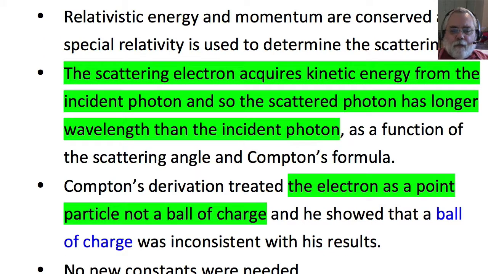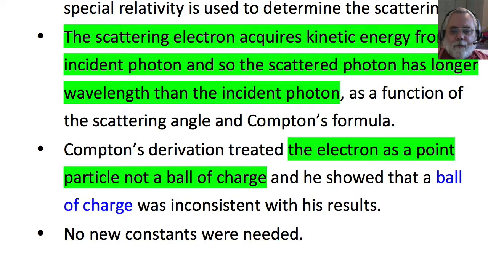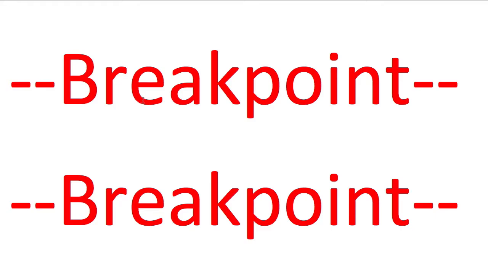Compton's derivation treated the electron as a point particle, not a ball of charge, and he showed that a ball of charge was inconsistent with his results. Previously, he and some other physicists thought they could explain some phenomena by the electron being a finite ball of charge. But he did not need that to explain his results, and in fact, he showed that the electron could not be a ball of charge and produce his results. Compton did not need any new constants for his work. This is a possible time to take a break.